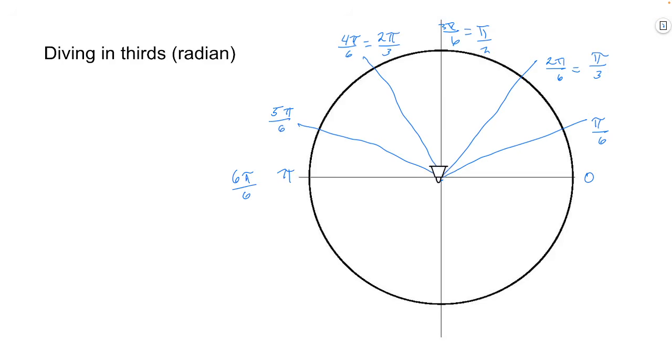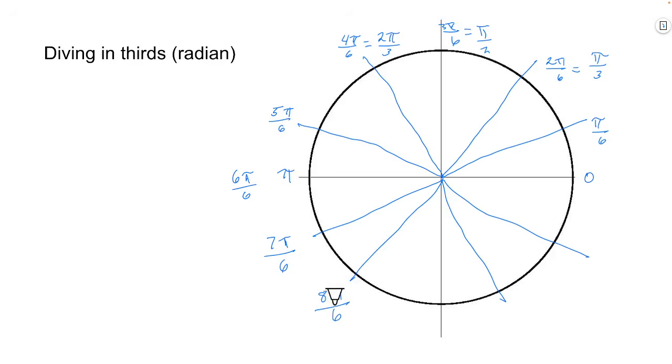Okay, and then again, we divide each of these into thirds. They're not exact segments, but we'll assume that they're all the same, and we just keep our counting. 6 pi over 6, so this has to be 7 pi over 6, doesn't reduce. 8 pi over 6, which does reduce. 2 goes into both of those, so we usually will write this as 4 pi over 3.